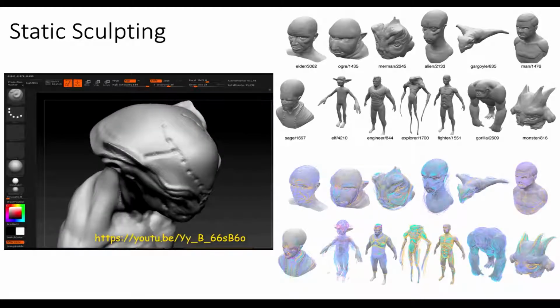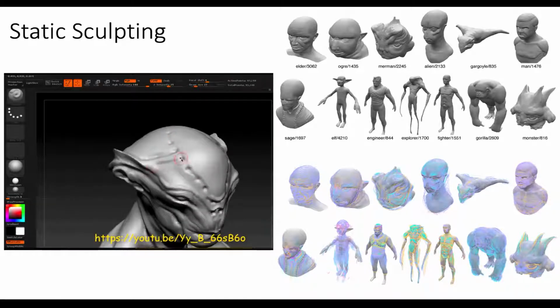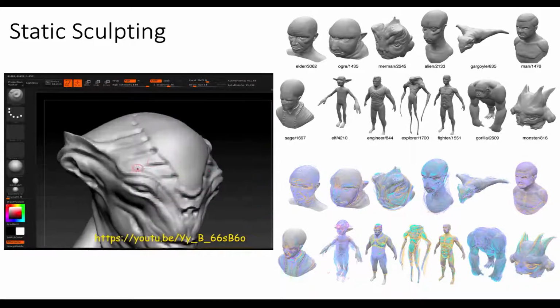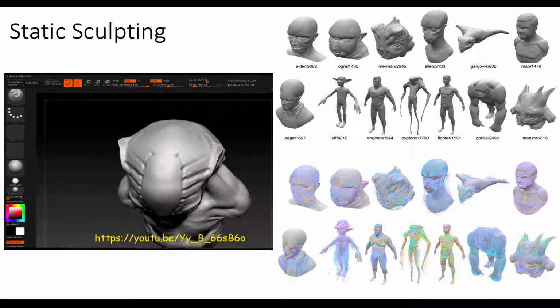The outputs of static sculpting are organic 3D models with freestyle deformations. And usually, in order to create a model, it requires hundreds or thousands of brushing strokes.